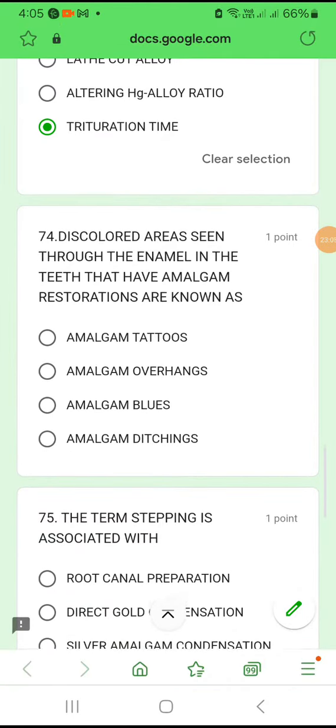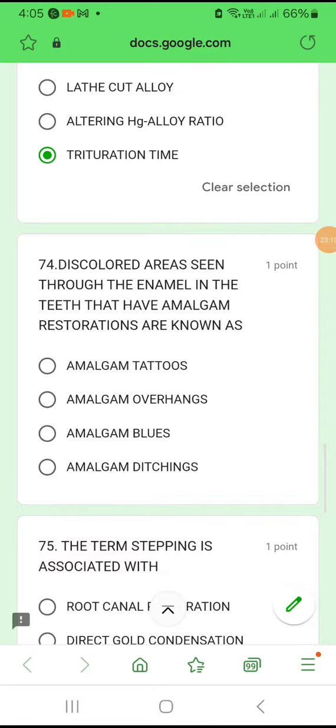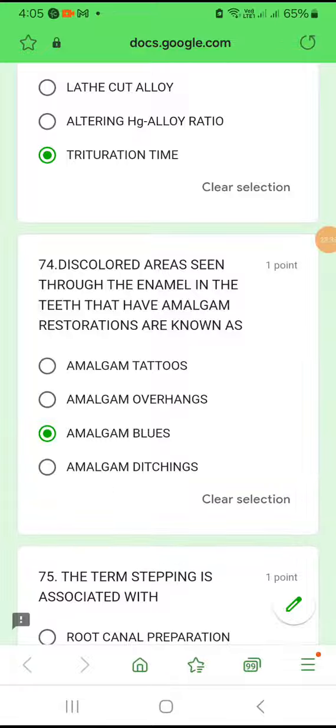Discolored areas seen through the enamel in the teeth that have amalgam restoration are known as amalgam tattoo, amalgam overhangs, amalgam blue or amalgam ditching. Read the question carefully, it is not amalgam tattoo. Amalgam tattoo is seen in the gingival area or in the buccal areas. They have clearly asked discolored area seen through the enamel. So through the enamel, discolored area seen is called amalgam blues.